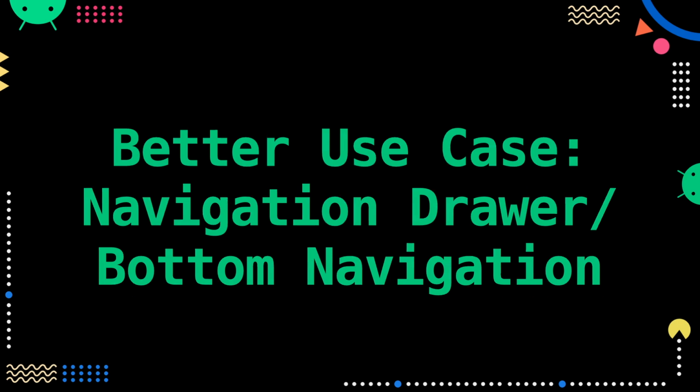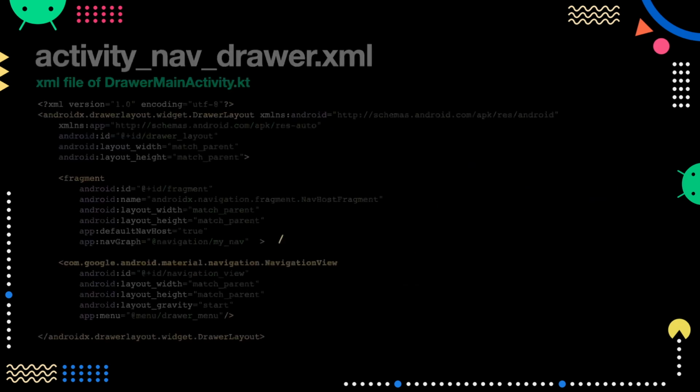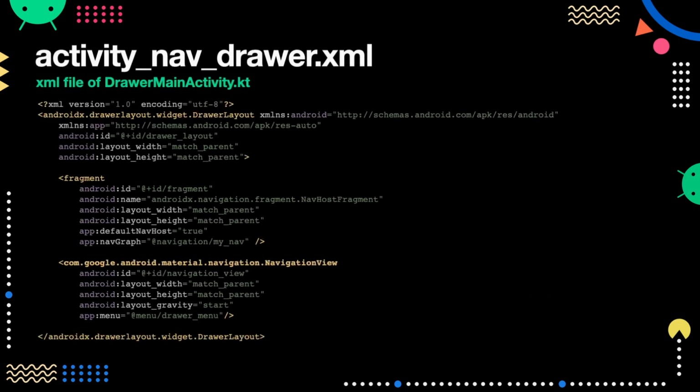So a better use case, a real-time use case, would be a navigation drawer or a bottom navigation. So I'll show you guys a demo of the navigation drawer, in which we'll have to make a new activity with the drawer layout as the root layout. So let's look at the XML file of that drawer layout.